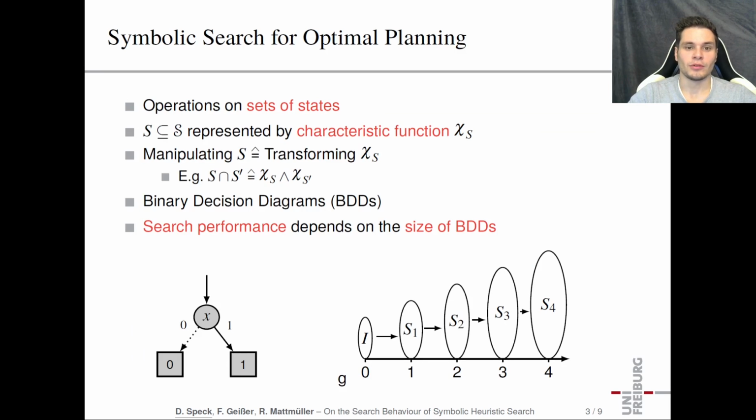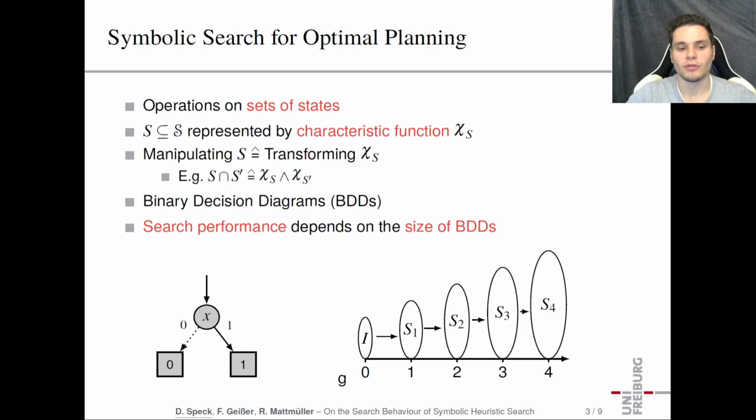A short wrap up about symbolic search for optimal planning. The main idea is to operate on sets of states, not on single states. So basically we can represent a subset of our state space, a set of states S, by its characteristic function. For example, the formula X is the characteristic function that represents the whole set of states where X is true, and then we can manipulate this set of states by transforming the characteristic function. So for example, the intersection of two sets of states is basically a logical AND between the characteristic functions characterizing these sets of states.